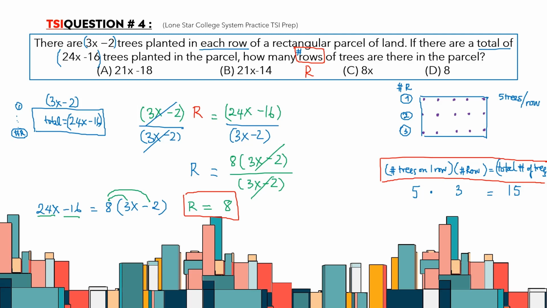So there are 8 rows of trees in that parcel. D is the right answer.